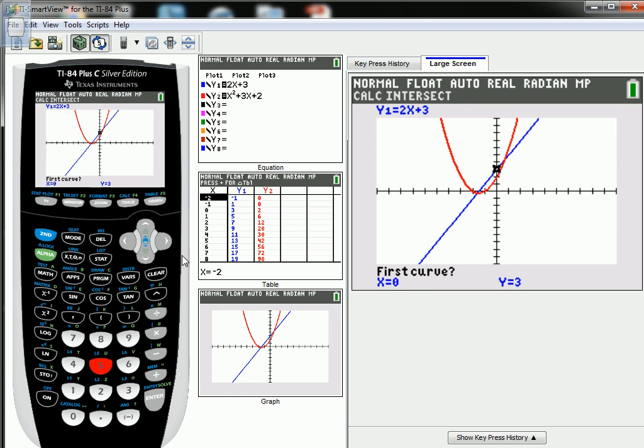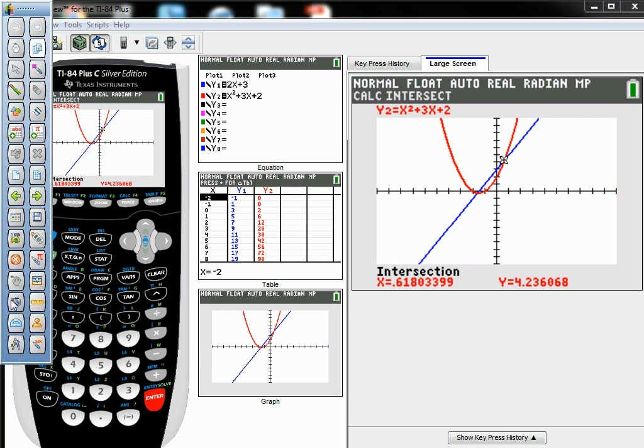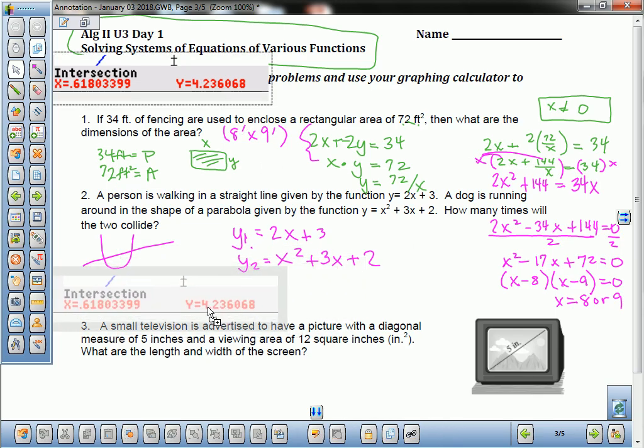But if we want to know where the intersection is, like if I want to find this intersection here, I would put my cursor on one of the functions and get close to that intersection. Not on it, but close to it. And then it jumps to the second one. So I would get close to that intersection and hit enter. And then I hit enter for guess. And it tells me what the intersection is. So this intersection, 0.61. So there's one intersection.